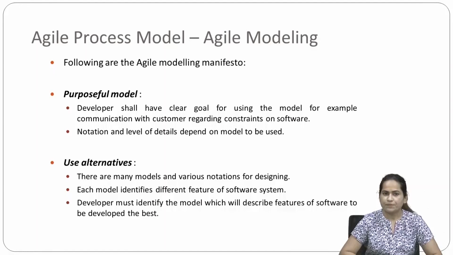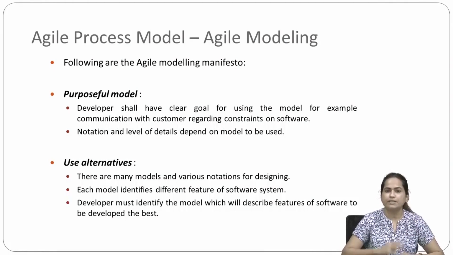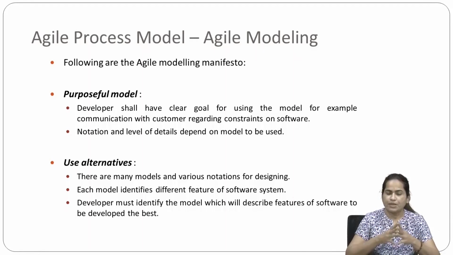Purposeful model: the developer shall have a clear goal for using the model. For example, communication with the customer regarding constraints on software. Notation and level of detail depend on the model to be used. Then use alternatives. There are many models and various notations for designing. Each model identifies different features of a software system. The developer must identify the model which will describe the features of the software to be developed best.